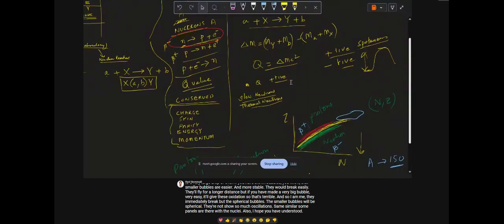I hope you have understood this. So when it becomes very big, then what happens? If the nucleus becomes too big, then there are these oscillations, these excitations that can come into the picture, making the nucleus more unstable. So I hope you have understood up to this point. If you have any questions up to this point, you can ask.